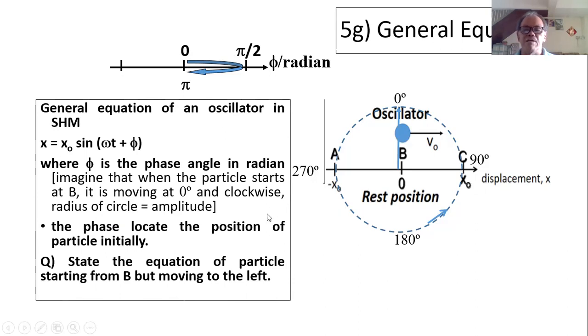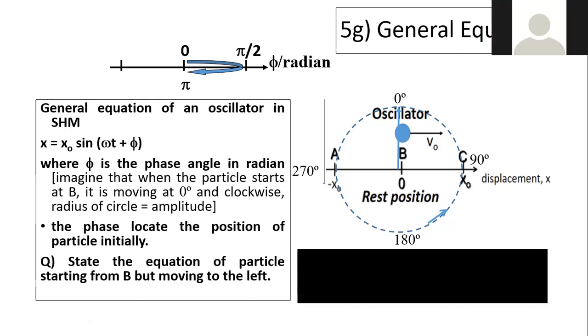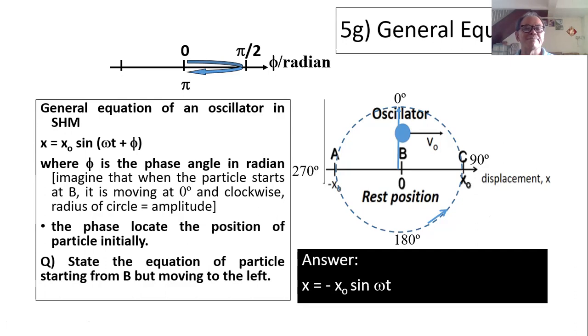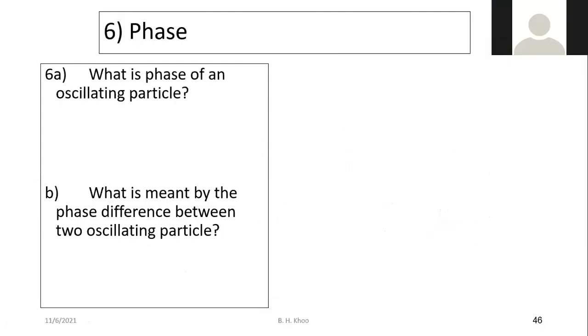Right? What is the equation if we start from B and then move towards A? What's the equation if the object starts from B and move to the left? Oh, negative x naught sine. Correct. Negative x naught sine omega T, because moving to the left, negative.